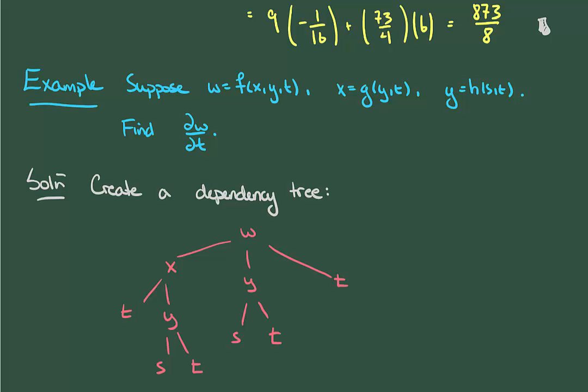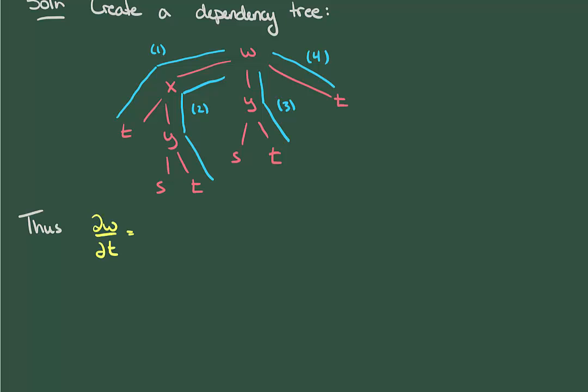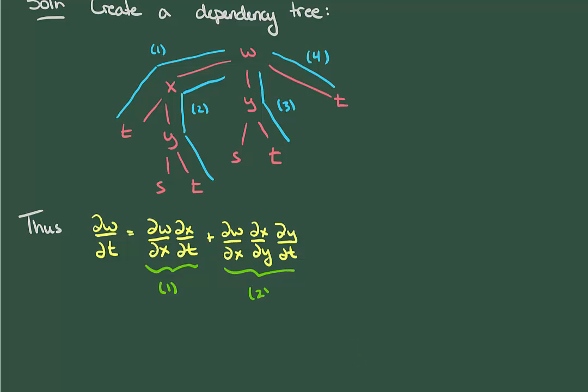We're after dw dt, so let's track all the paths. I'm also going to number them so we can track them when I write out the derivative. With the paths in place, we just need to write out the chain rule. Along path 1, we get this. Path 2 is a little bit longer. Now for path 3. And finally path 4. So our usual technique does work, even though it took a little bit longer.